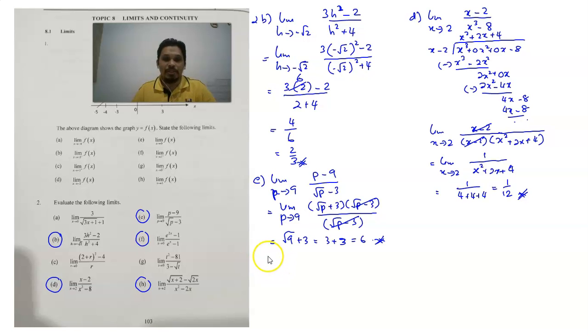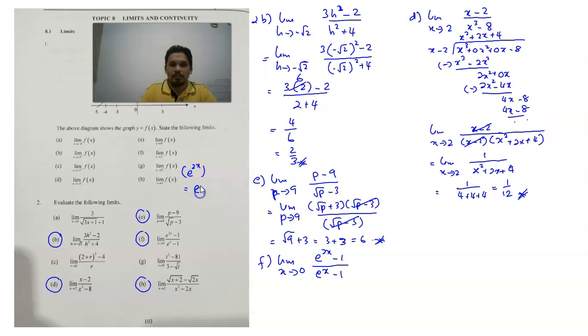Okay, now question F. Question F: the limit as x approaches 0 of (e to the power of 2x minus 1) divided by (e to the power of x minus 1). Now, e to the power of 2x is just equal to (e to the power of x) squared.